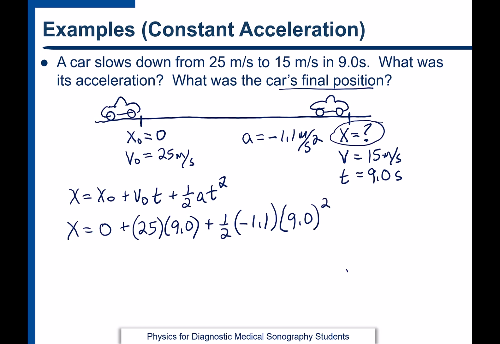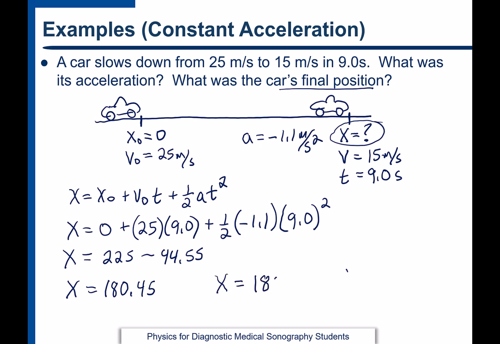So when you calculate this out using your calculator, that first number should come out to be 225. And then that second term, when you figure that out, you'll notice it's going to be negative. And I got negative 44.55. And so when I do that math, I get 180.45. And in this case, since we only had a couple digits in all of our values, we're going to just round that to a final position of 180 meters.